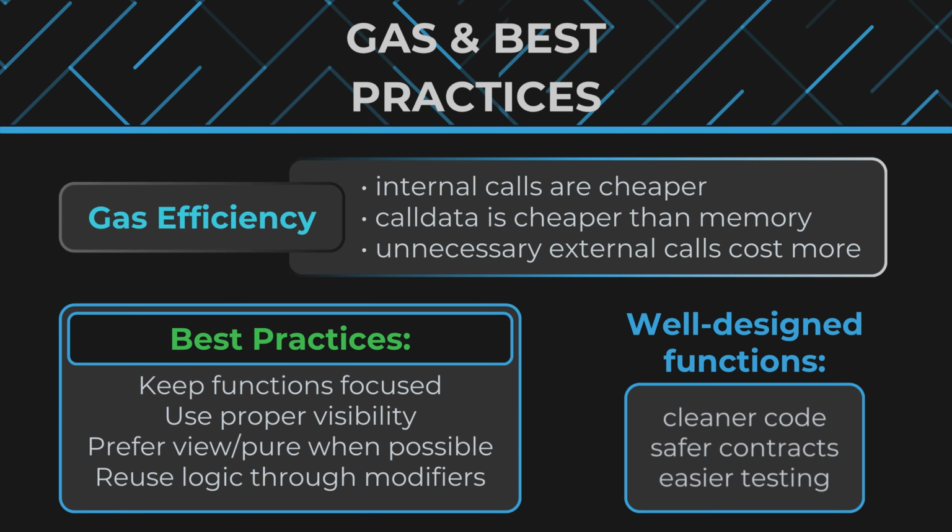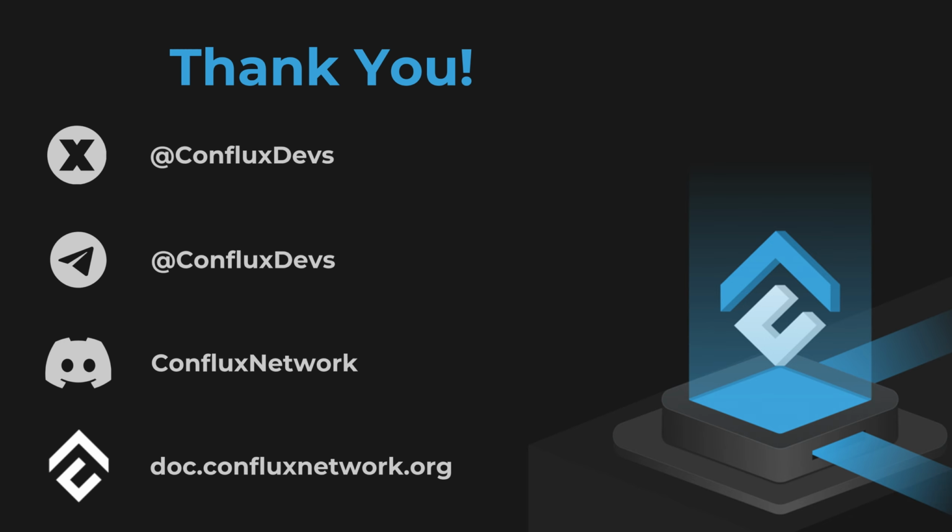Functions are the interface of your contract. They define behavior, enforce rules, and expose actions to users and other contracts. If you design your functions well, the rest of your contract becomes easier to read, test, and secure. As a practical rule, keep functions focused, choose visibility carefully, and use view and pure whenever they truly apply. Well-designed functions lead to cleaner, safer, and more efficient smart contracts.